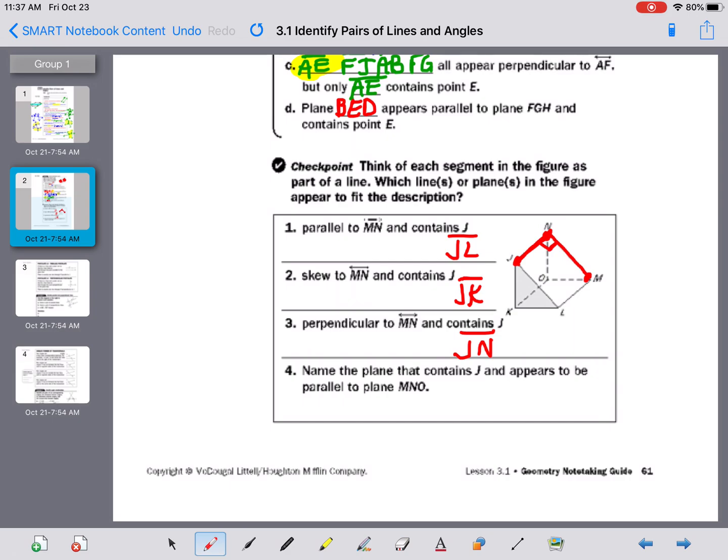Okay. Last one here. Name a plane that contains point J and appears to be parallel to MNO. So here's MNO, this one right here. And I want something parallel to it with J, so it looks like I'm right here. So plane, always write the word plane, JKL. No good words to spell with those 3 letters. All right, 3-dimensional, your parallel, your skew, and your perpendicular, okay? All right, page 3.